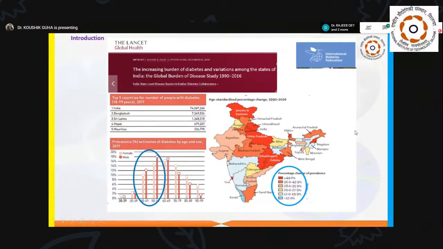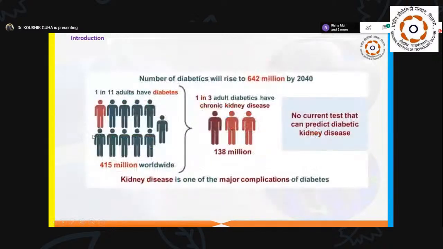There is also an increase in the prevalence estimates of diabetes by age and sex, you can see the male versus female ratio. Here are the top 5 countries for number of people with diabetes: India is first, then Bangladesh, then Sri Lanka, then Nepal, then Mauritius. You can see that the number of diabetics will rise to 642 million by 2040. 1 in 11 adults have diabetes in our Indian scenario.